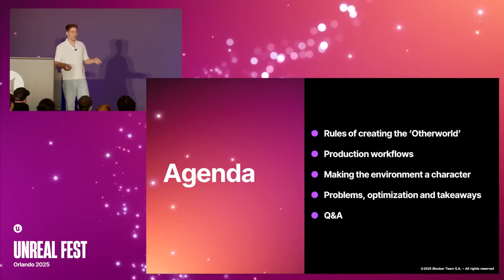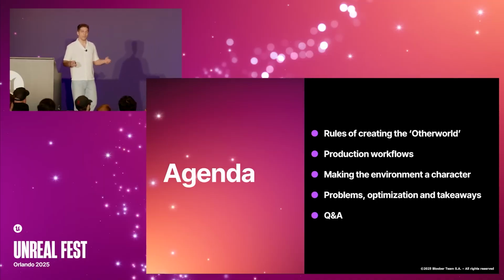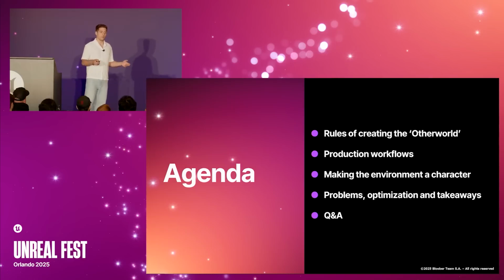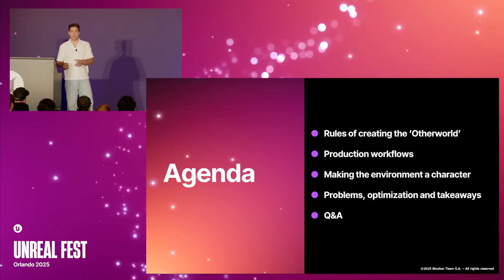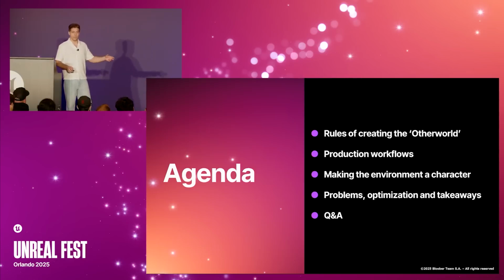Firstly, we will deep dive into the rules of the Otherworld, the basic visual pillars that we have used as a guide in the process of production. Then I'll present the workflows for making the environment. The next section will be the environmental storytelling aspect of the game, because as those who have played it, and I see a lot of you played it, know how big a role that plays in Silent Hill, symbolism and all of that. And at the end, as I said, problems, optimizations, and takeaways, and a short Q&A session where you can ask any questions that you might have.